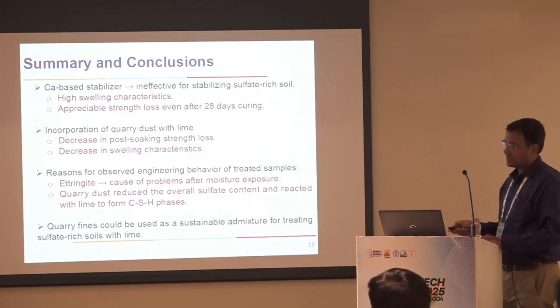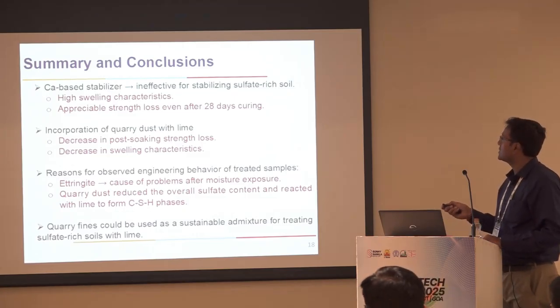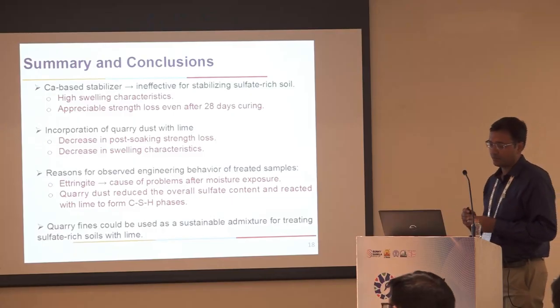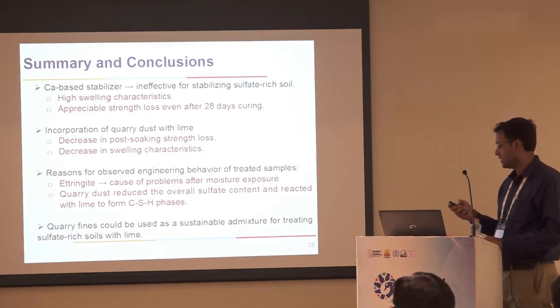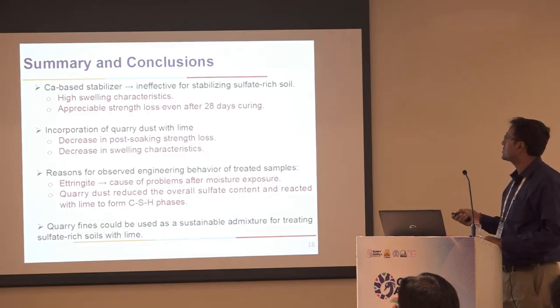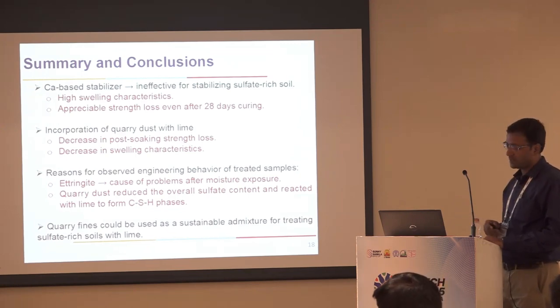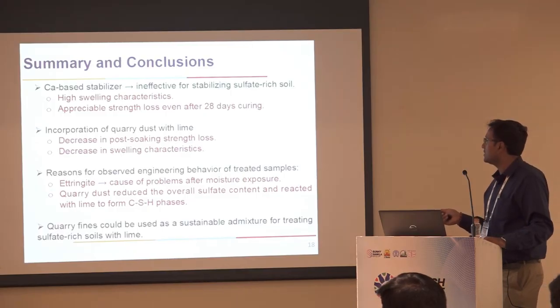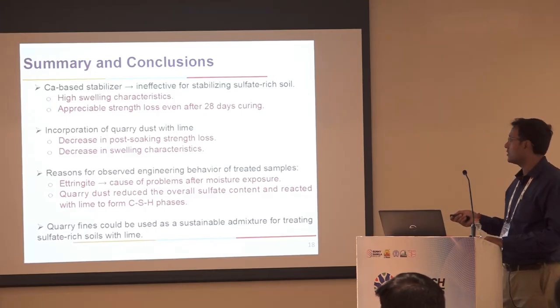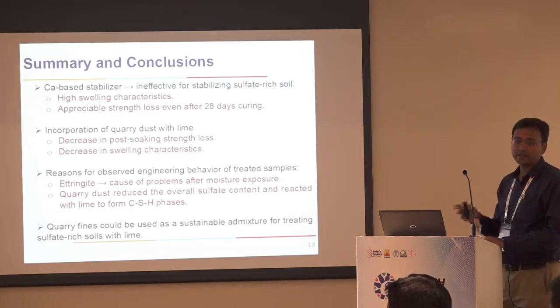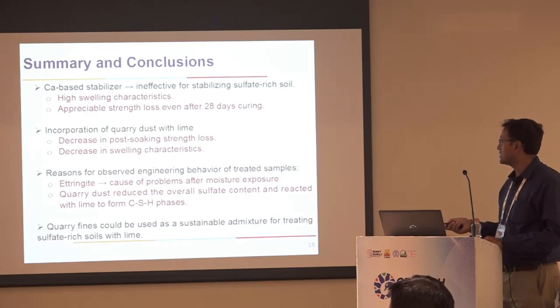Coming to the conclusions, we can see that calcium-based stabilizer was definitely ineffective for stabilizing sulfate-rich soil. Lots of swelling was there, and lots of strength loss after exposure to moisture. When quarry dust was used with lime, there was a decrease in post-soaking strength loss, and swelling characteristics went down significantly. Regarding the cause behind the engineering behavior which was observed, ettringite was the main cause of trouble. The strength loss and swelling, everything took place because of this. And quarry dust was beneficial. It reduced the overall sulfate content and definitely reacted with lime to form some additional CSH phases.